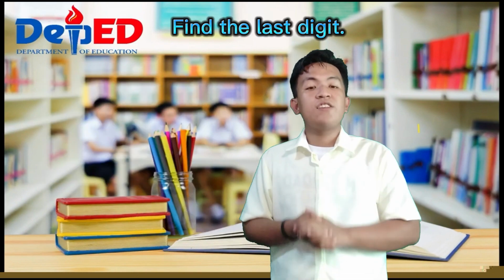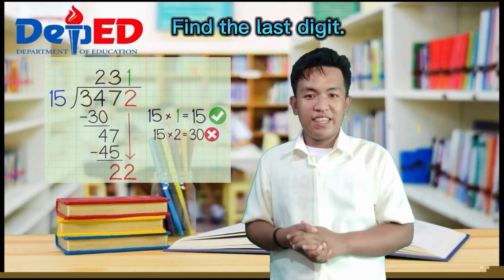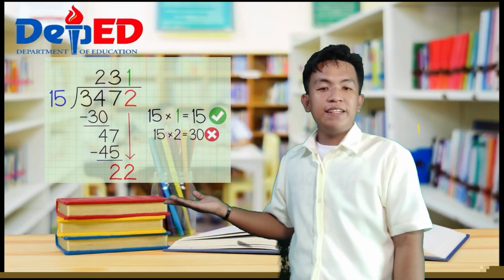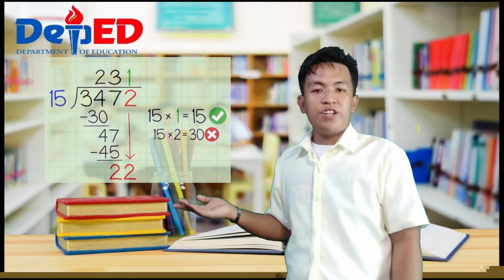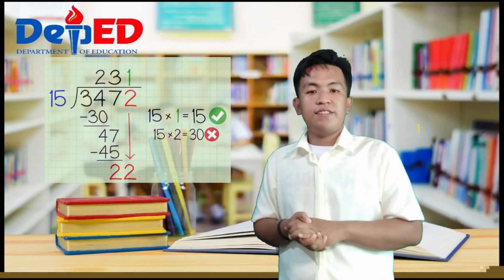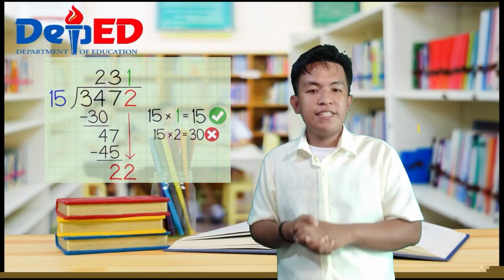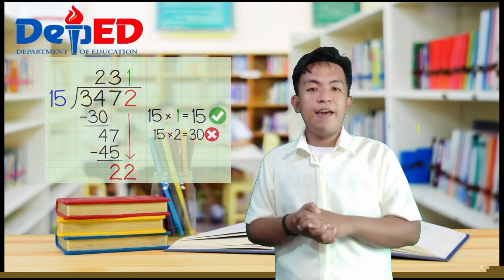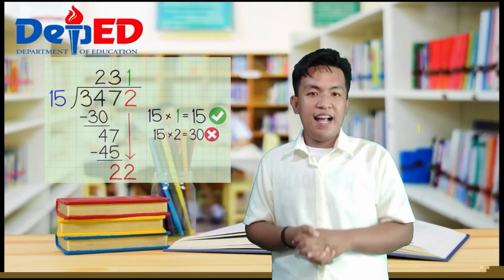The next step is to find the last digit. As before, we bring down the next digit from the original problem. Then we can solve the next division problem. Repeat the steps above until you find every digit in the answer.